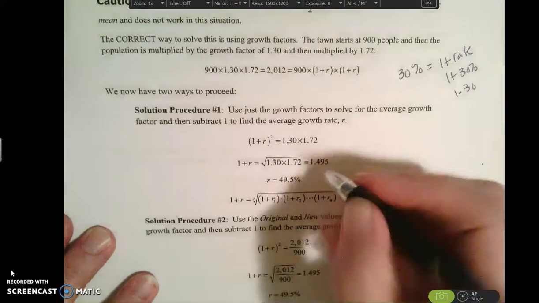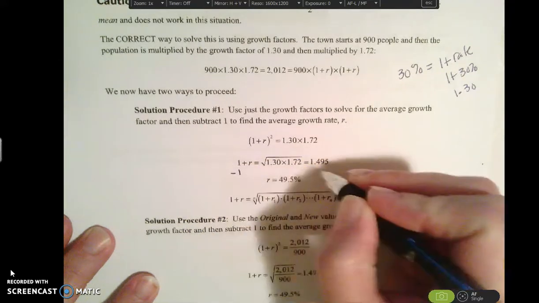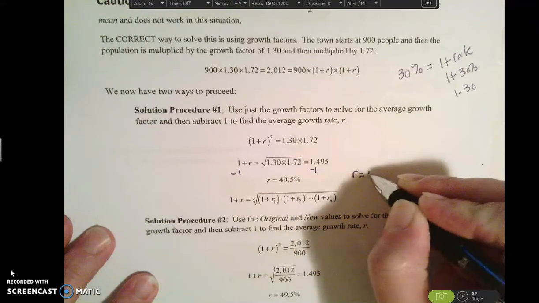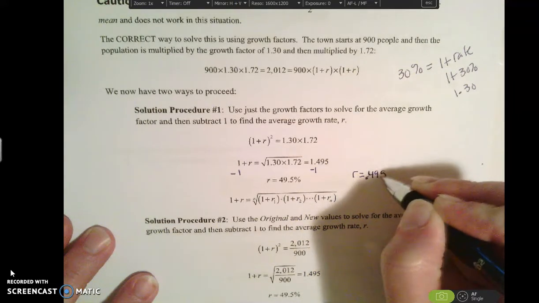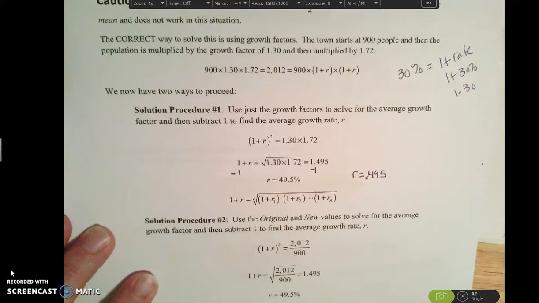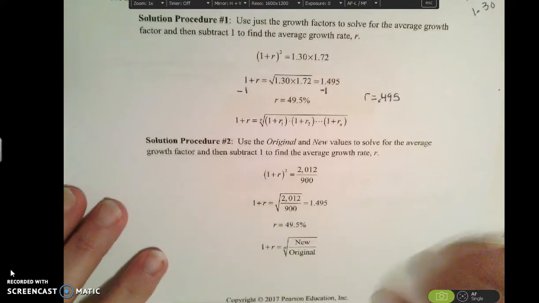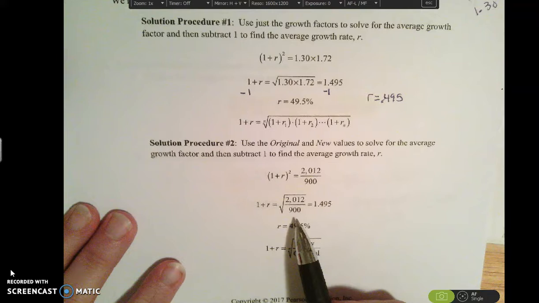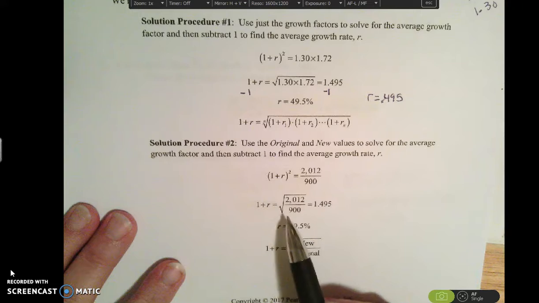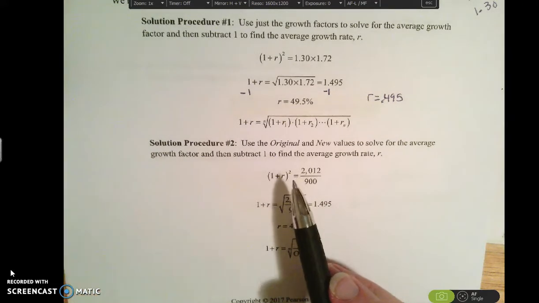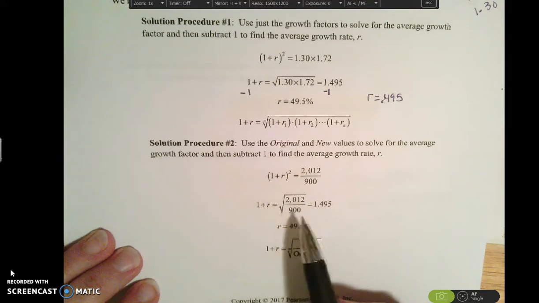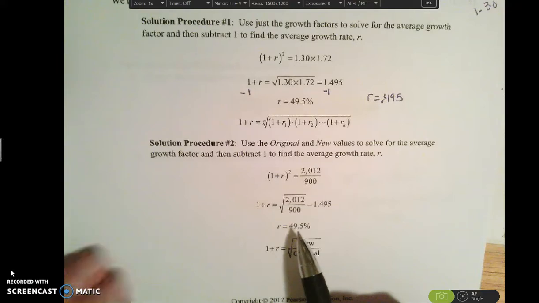The reason we get the 49 and drop the 1 is because we have to subtract the 1 from both sides. So we actually get R equals 0.495, which is 49.5%. Option number 2 is to take the answer that we got, the 2012, divide it by the original, which was 900, and take the square root of it again, because it's 2 years. I get 1.49 again, and then subtracting the 1, I get 49.5%.